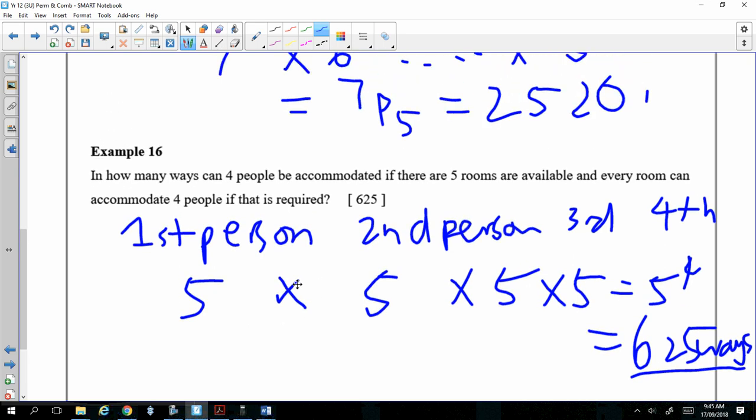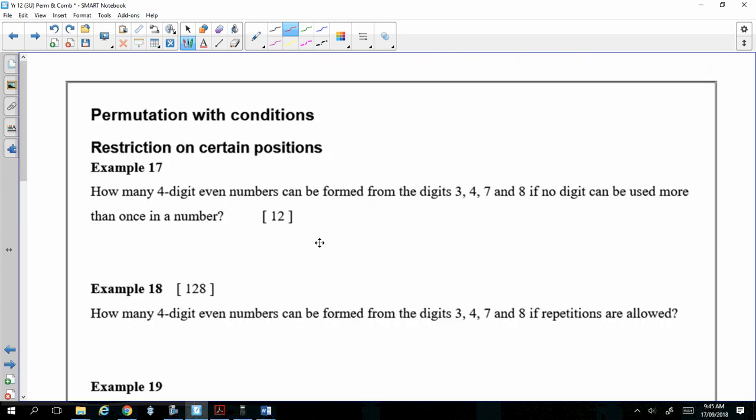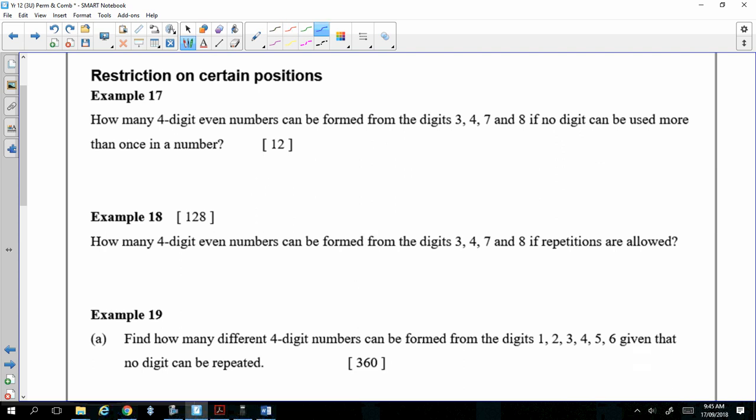Let's look at permutations with conditions. How many ways can 4-digit even numbers be formed with digits 3, 4, 7, 8 if no digit can be used more than once in a number? It's an even number, so what do we do? If there are restrictions, the last digit has to be even, which can only be 4 or 8. So there are 2 choices. Once you choose one of these, there are 3 choices for the first digit, 2 choices for the next digit, 1 choice for the third digit. So the total number of ways is 6 times 2, 12 ways.